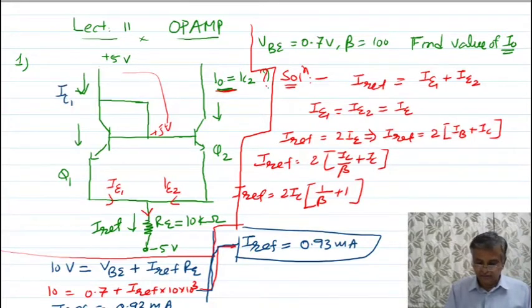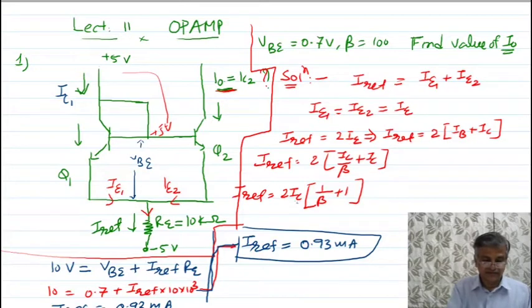This is your IC. So IC I have to find. To find the IC, you should know the I reference, because beta is known to you. So what is I reference? This is plus 5 volt, this is minus 5 volt, this is total 10. 10 volt is equal to this voltage. This voltage means you can say this is your VB.